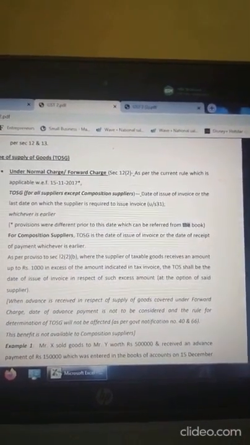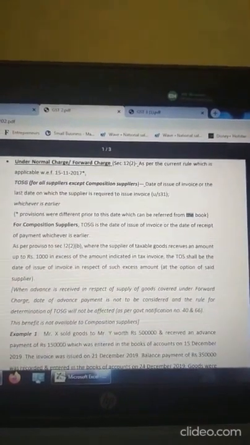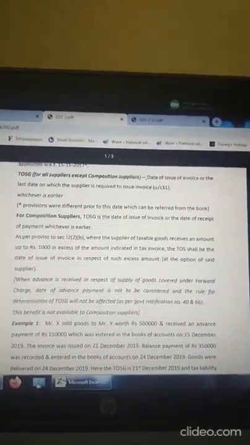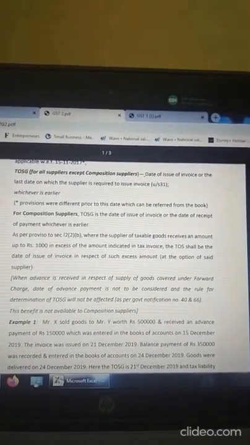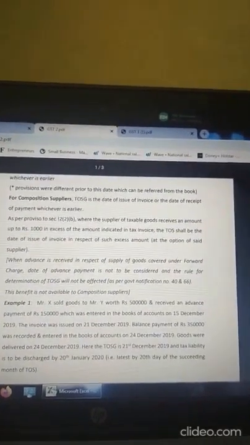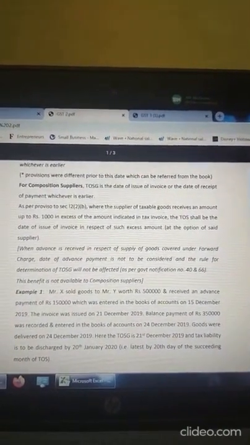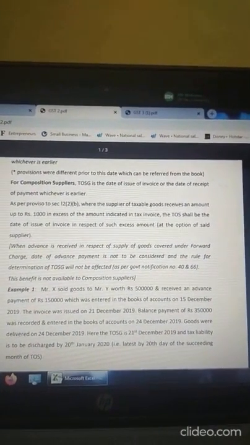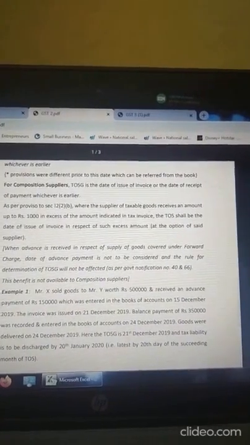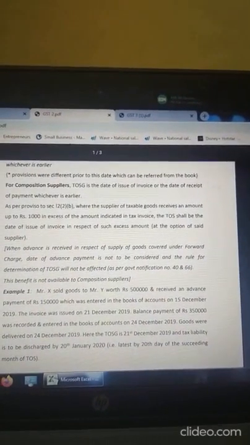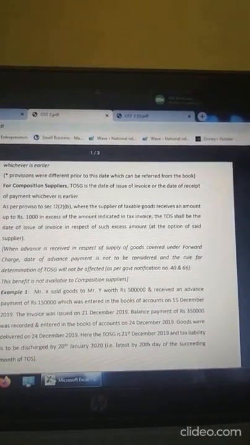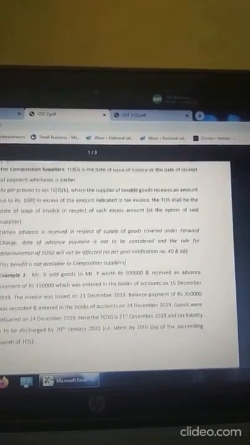As per the proviso to section 12 subsection 2(b), where the supplier of the taxable goods receives an amount up to rupees 1000 in excess of the amount indicated in the tax invoice, the time of supply shall be the date of issue of invoice in respect of such excess amount.